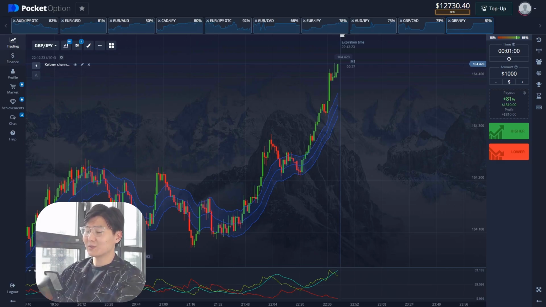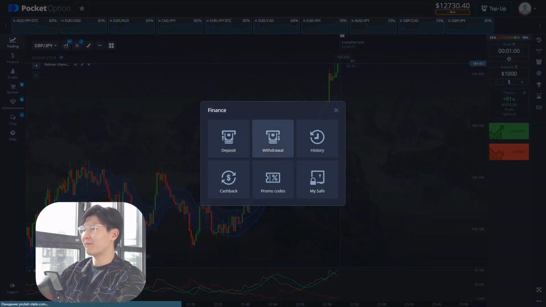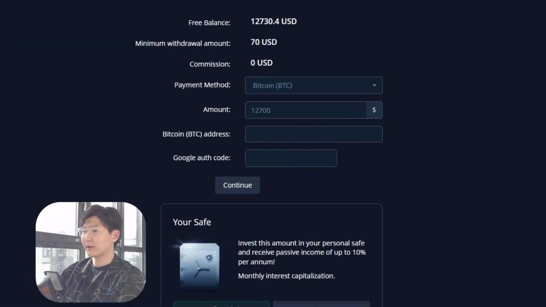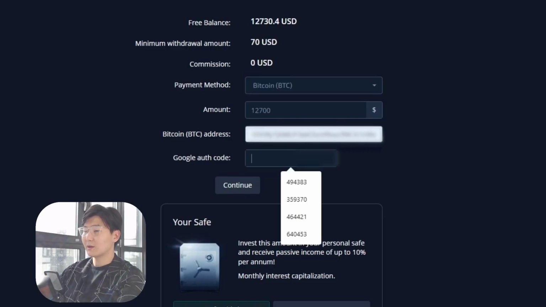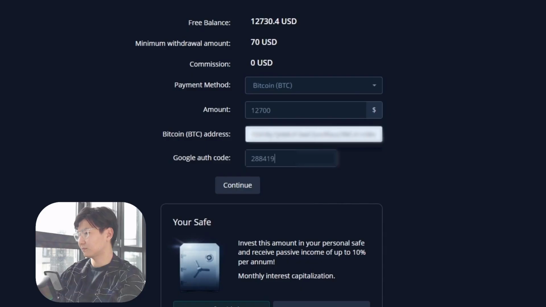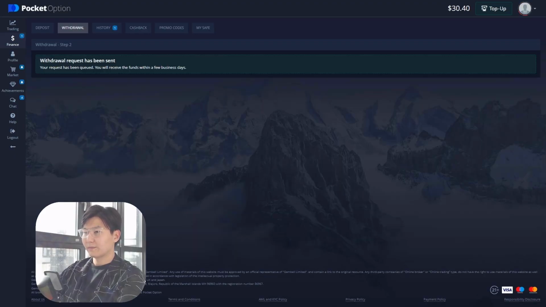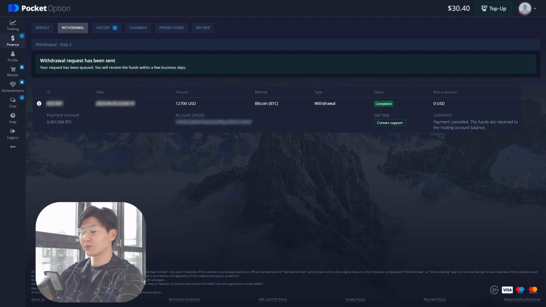So it's time to withdraw the money. I think it's gonna be enough for today and for me. So let's withdraw the money. I think we withdraw 12k to my Bitcoin wallet. Okay, and I'm gonna put down the code. Just one moment. So there we go, our transaction is being processed. I will attach the screen as usual.